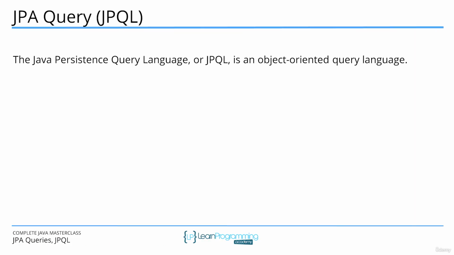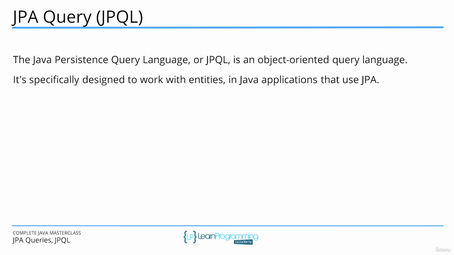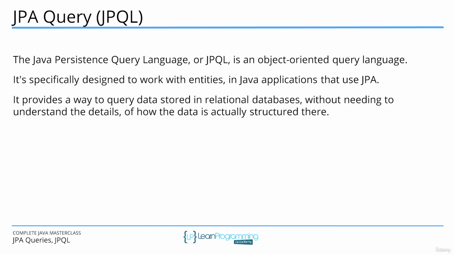The Java Persistence Query Language, or JPQL, is an object-oriented query language. It's specifically designed to work with entities in Java applications that use JPA. It provides a way to query data stored in relational databases without needing to understand the details of how the data is actually structured there. Let's start by looking at JPQL in some code.